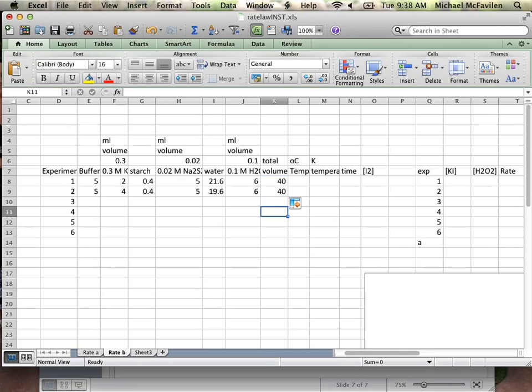Okay? Temperature. Let's say these were 40 degrees. How do we solve for our Kelvin temperatures? It's our temperature plus 273. Relatively simple calculation. You could do it on your own, or you can have Excel click and drag for you. Okay? Time.